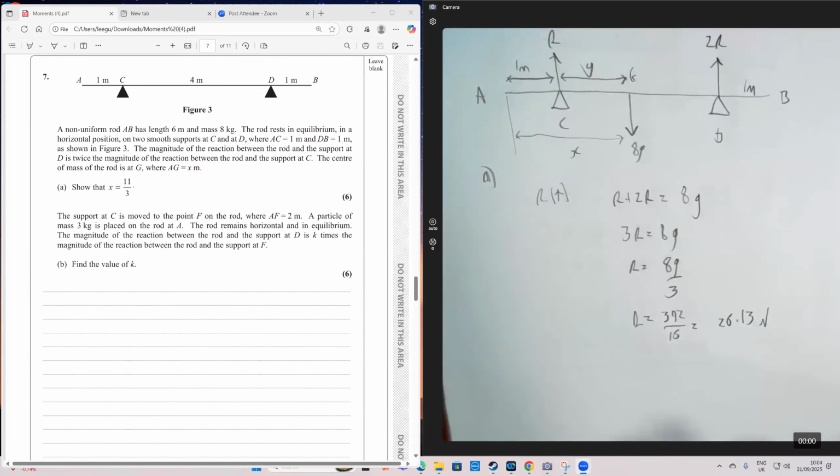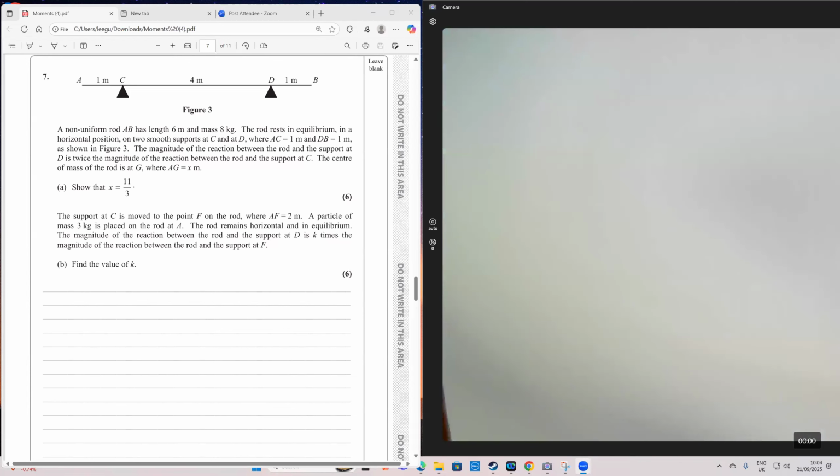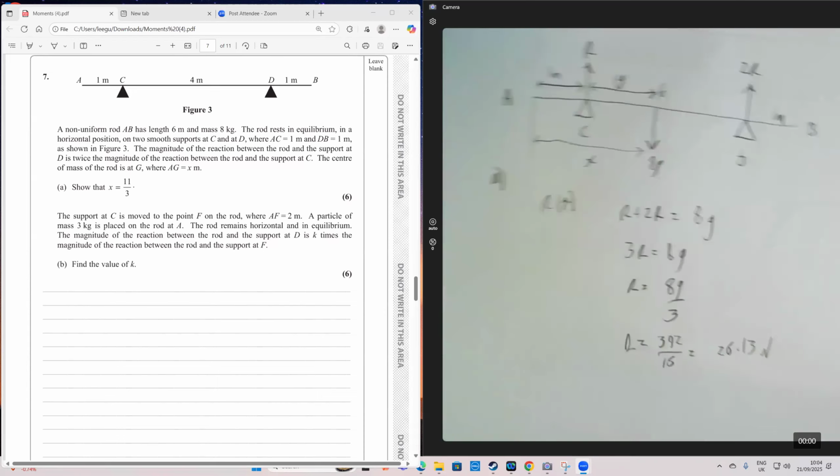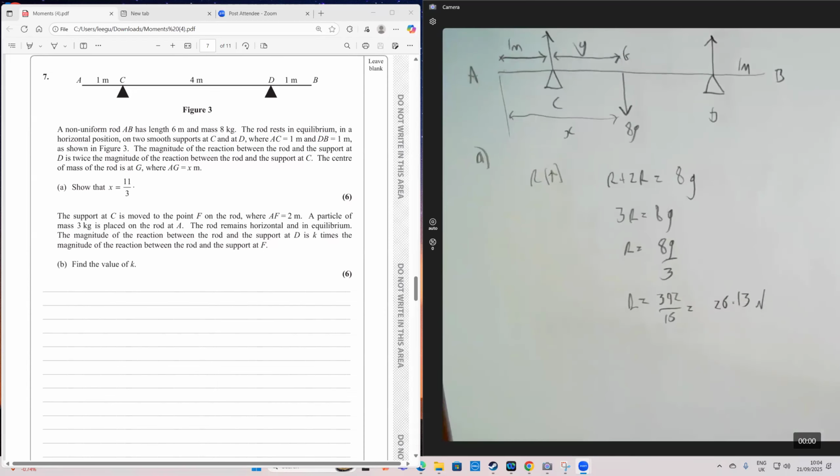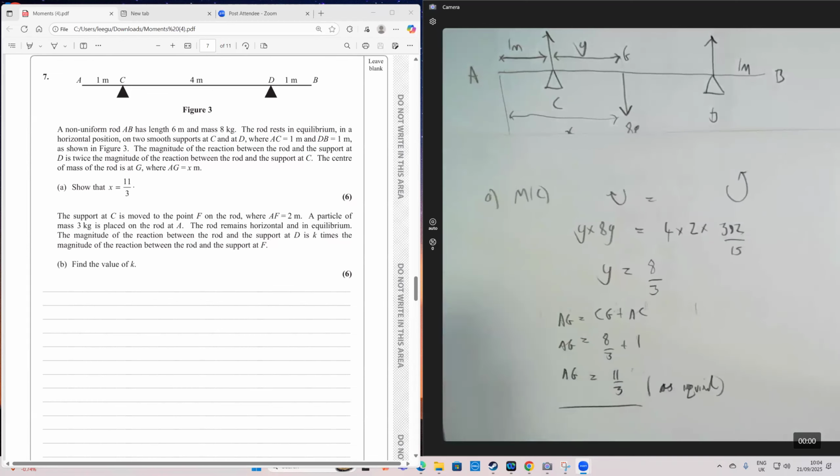Now, what am I going to do next? Next, I need to show that that distance is equal to 11/3. So we know what R is now. So the next thing that we're going to do is take moments. Let's take moments about C. So we're going to take moments about C, and let's see what happens when we do that.